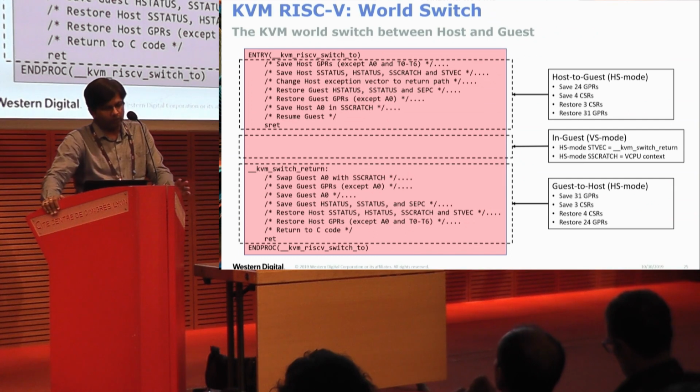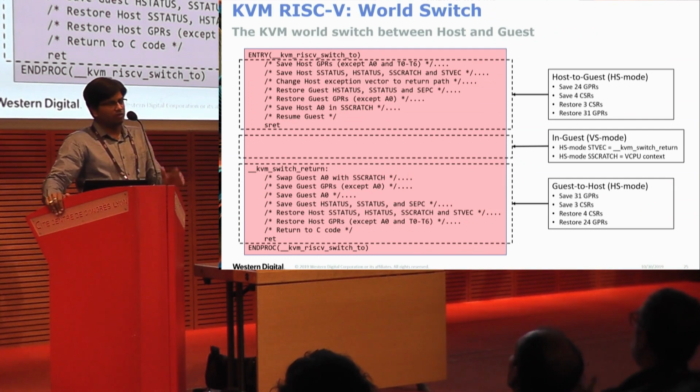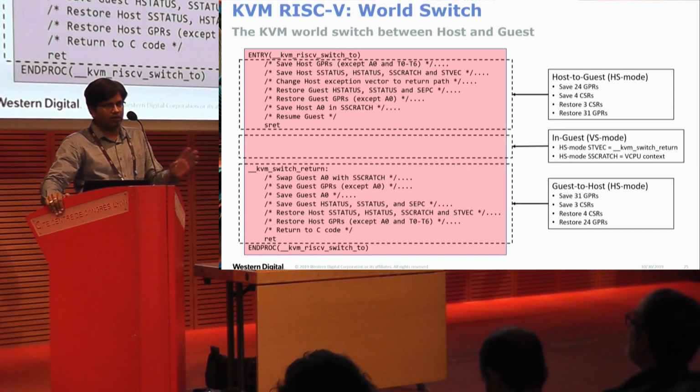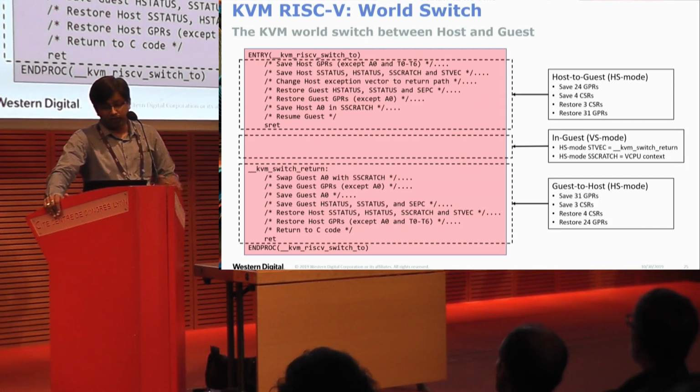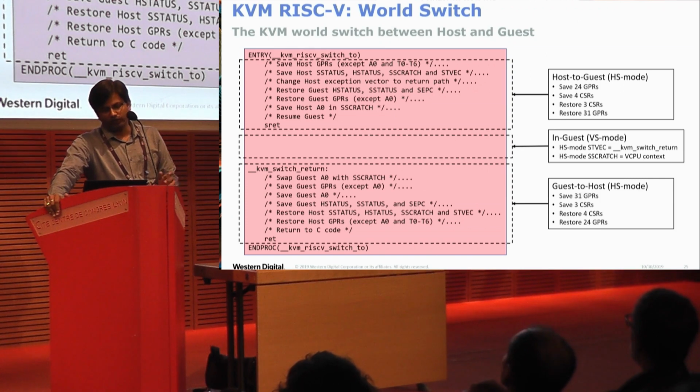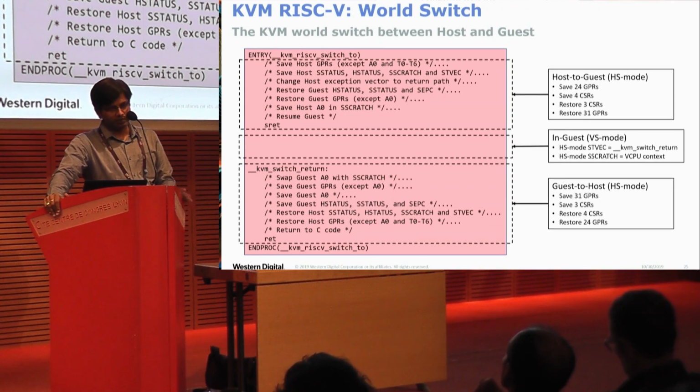So the world switch, like I mentioned, does the host to guest and guest to host switching. It's totally written in assembly. It has to be done with interrupts disabled to ensure atomicity. And so right now, to give some numbers on the overhead, we save 24 GPRs and 4 CSRs, and restore 3 CSRs and 31 GPRs roughly when we do host to guest, and the reverse when we do guest to host.